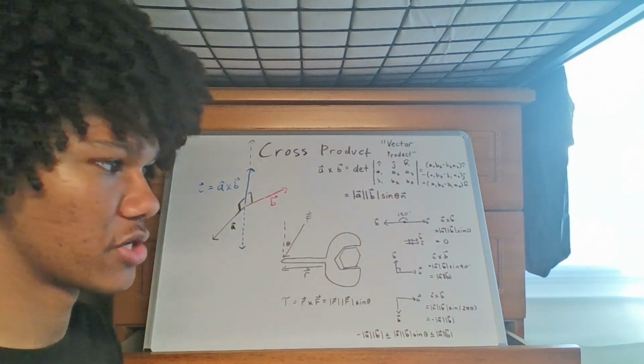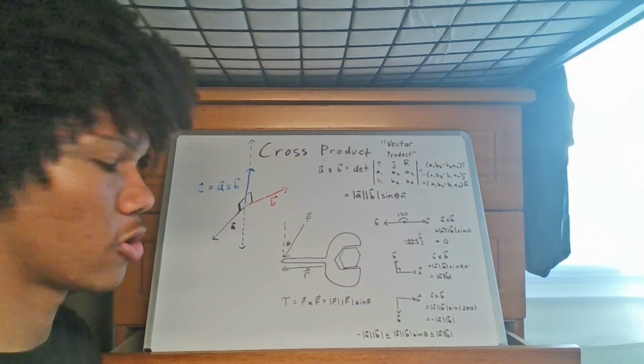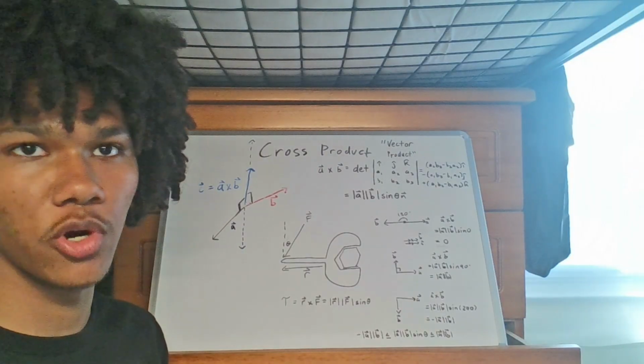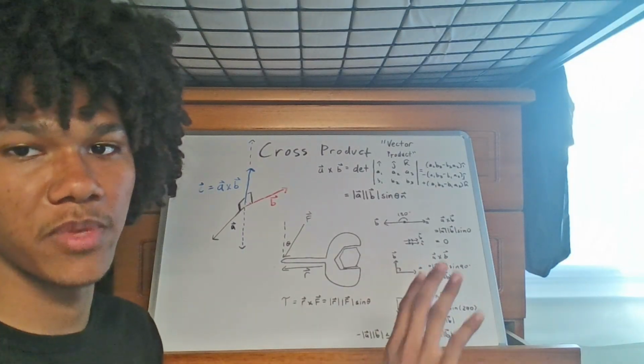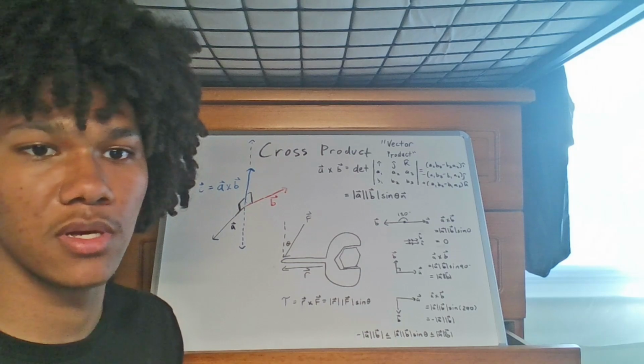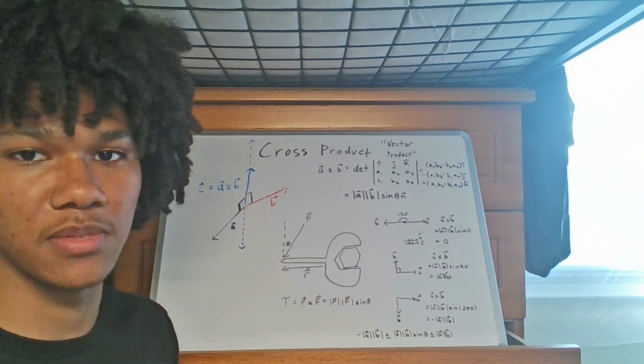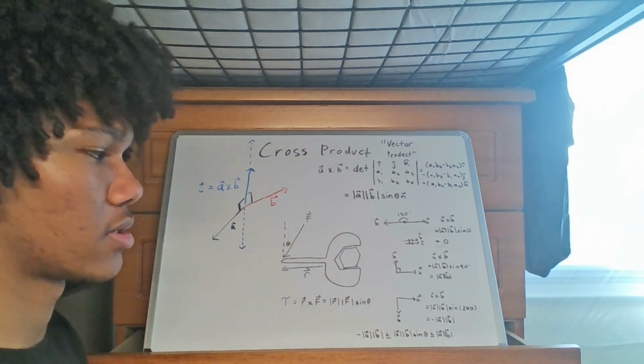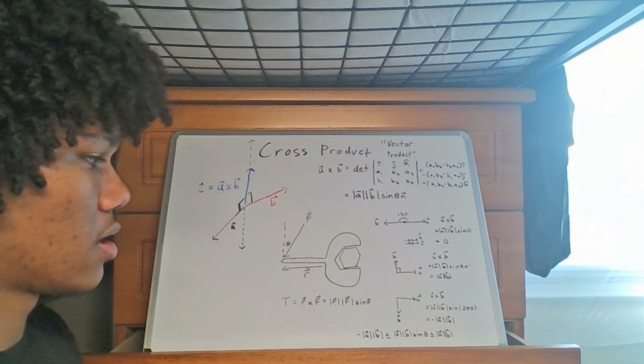Another good example is when you try to open a door. You open a door as far away from the pivot as possible to make it as easy as possible and apply maximum torque to the door.